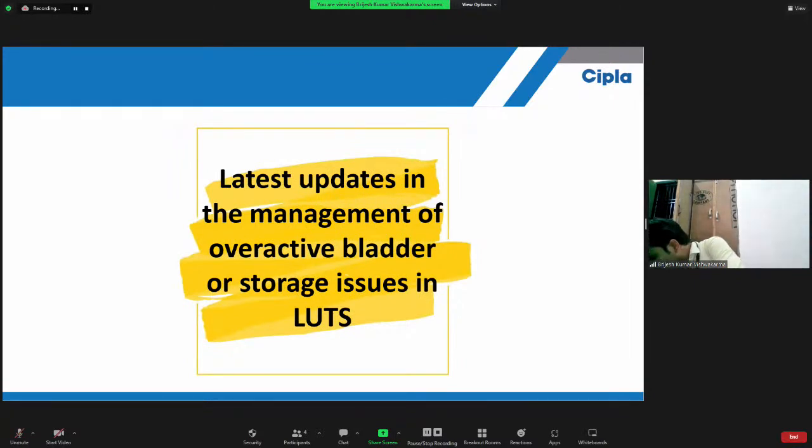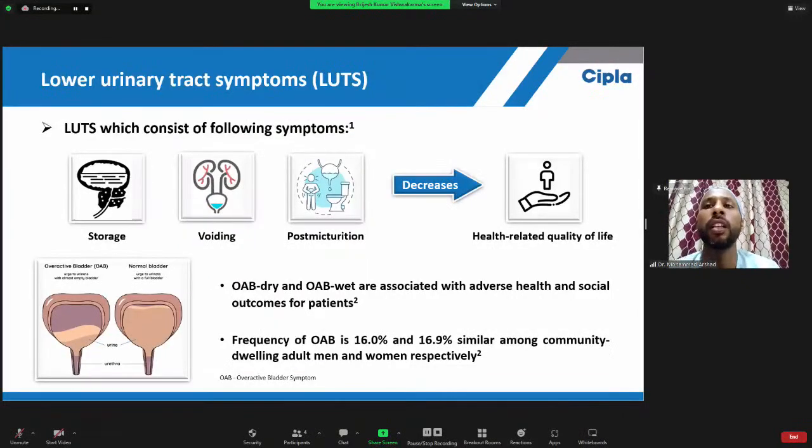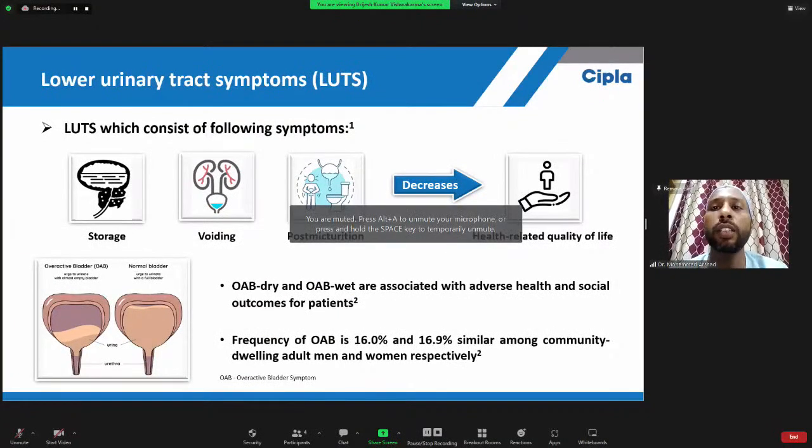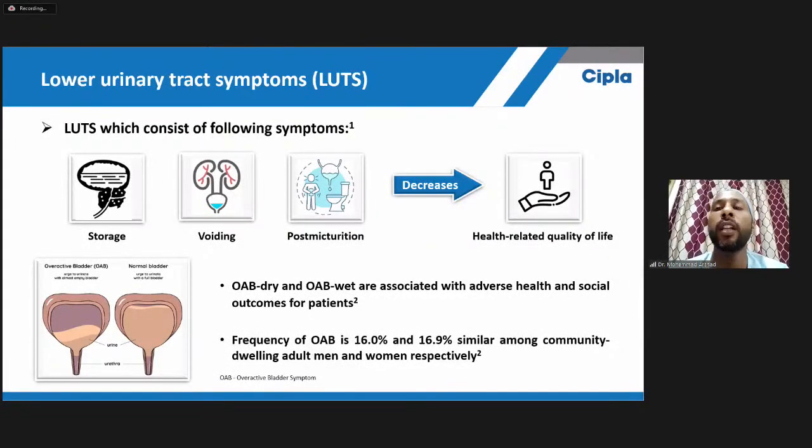Good evening, everyone. I am an Assistant Professor in the Department of General Surgery at Mirzapur Medical College, and today I'll be talking on the management of overactive bladder, or storage issues, in lower urinary tract symptoms. Lower urinary tract symptoms include three things: storage symptoms, voiding symptoms, and post-micturition symptoms. The storage symptoms mostly include frequency, urgency, urge incontinence, and nocturia. Among these four, the most important and most bothersome for the patient are urgency and urge incontinence.